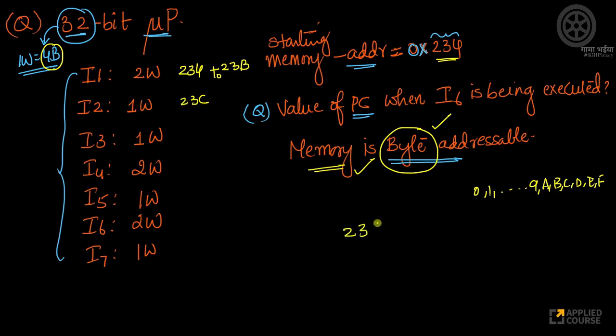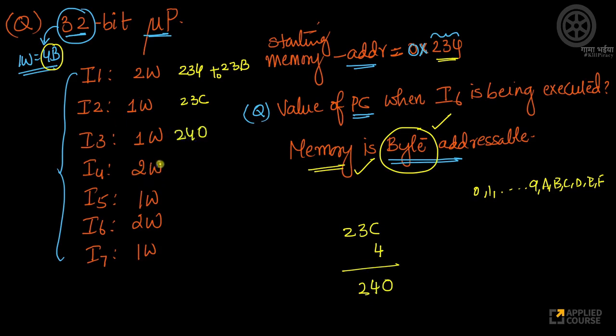23C plus 1 word. 1 word is 4 bytes. So let's do 4 bytes addition here. C plus 4: C is 12, 12 plus 4 is 16, 16 is 0, and 1 gets carried. This becomes 240. So this instruction will get stored from address 240.